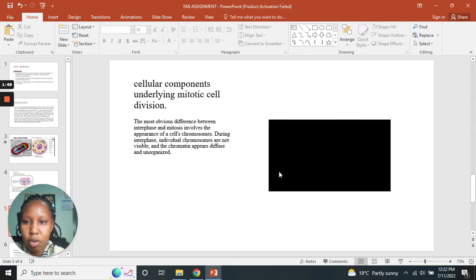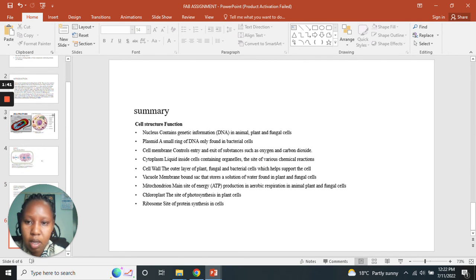Then we have the cellular components underlying mitotic division. There is a video there that I'll post on your website so that you can see it. Then, as we summarize this topic today, let's look at the cell structure functions.